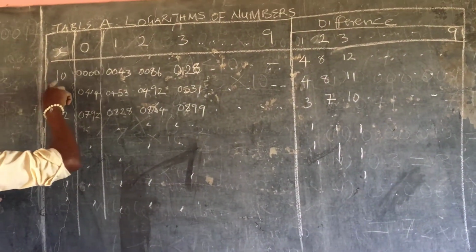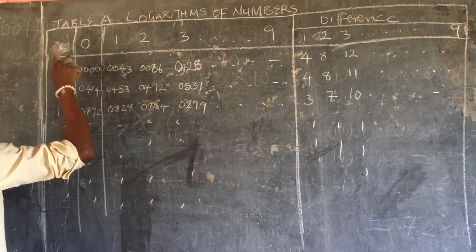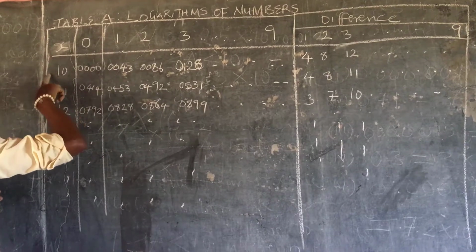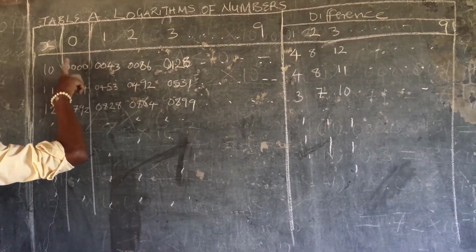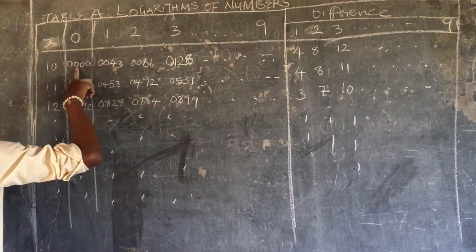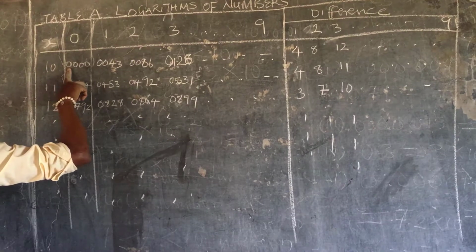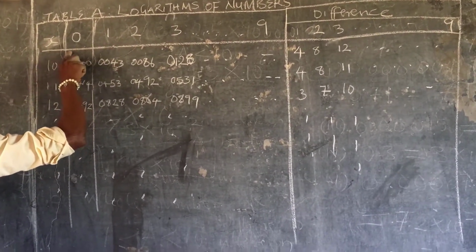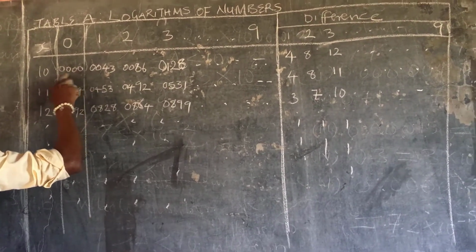Then for the second row, you see 10 in the first column. And then for the second row, in the second column, you can see the four figures. Here in the four-figure table, you will begin to see numbers of four figures.